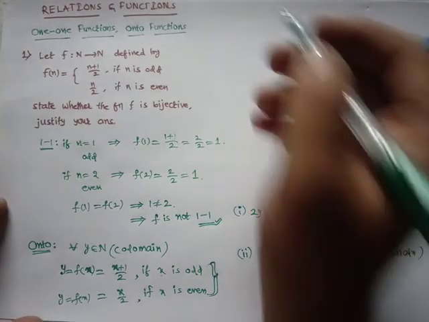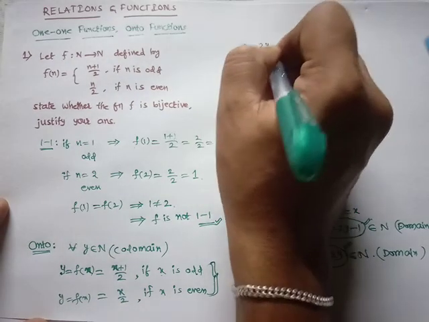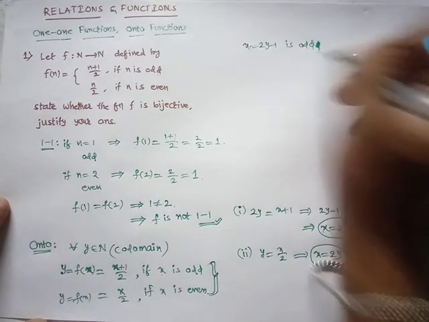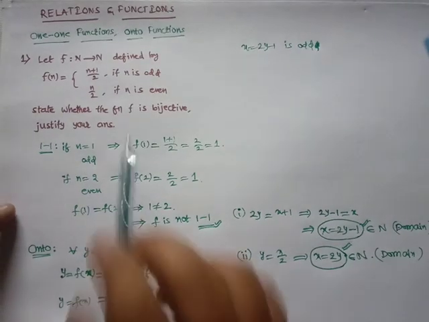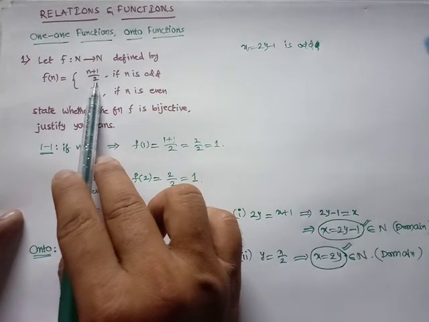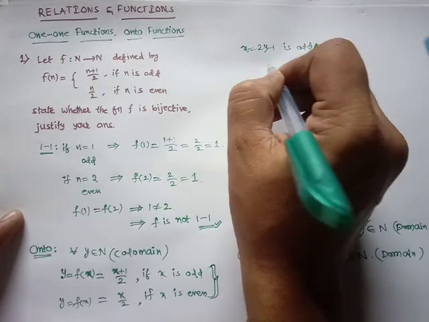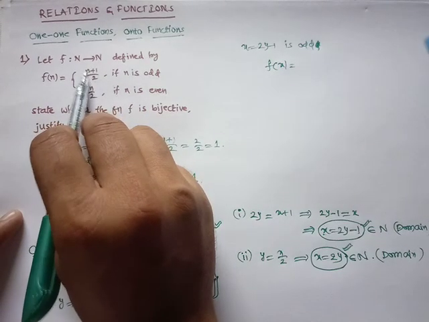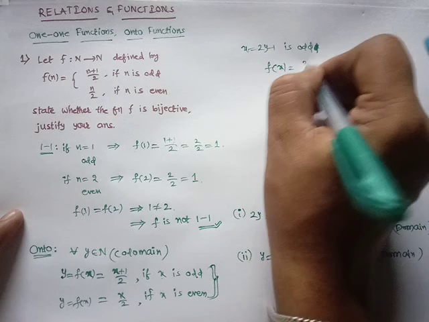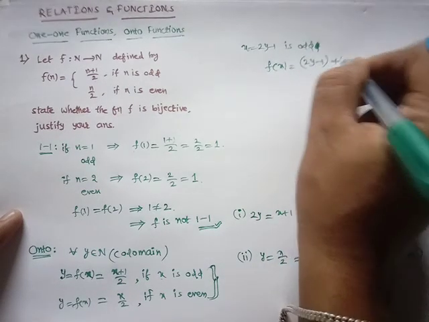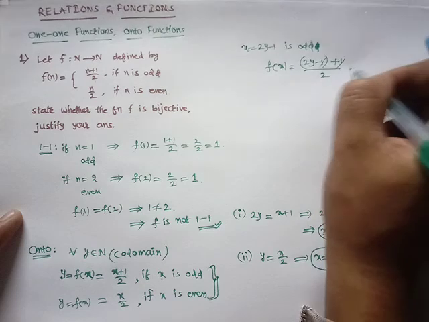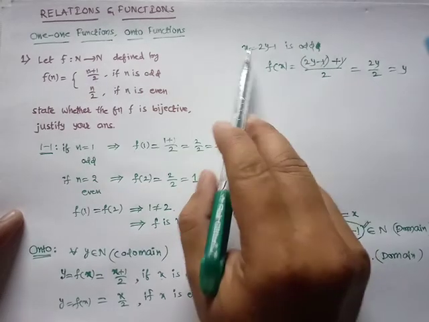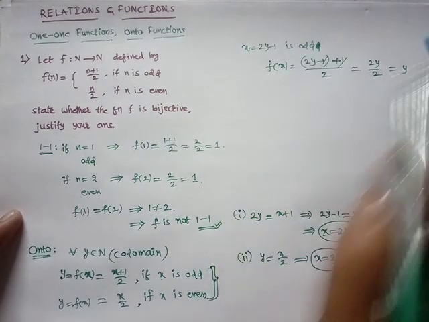So I'm taking here x is equal to 2y minus 1, which is odd. For odd, the function is n plus 1 by 2, which is x plus 1 by 2 here. Then f of x is n, which is nothing but x, and x is 2y minus 1. So 2y minus 1 plus 1 by 2, the minus 1 and plus 1 get cancelled, and it is 2y by 2 is equal to y. If x is odd, then f of x is equal to y.